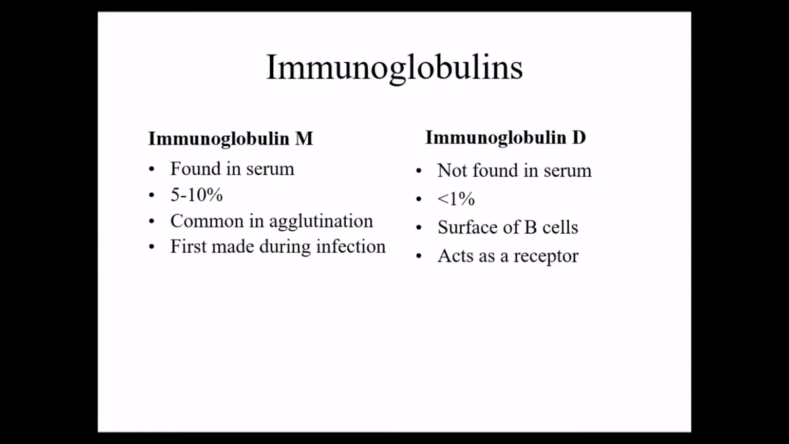IgD, immunoglobulin D, is not directly found in the serum, only because it's not free floating, right? It's not freely passing through the blood serum or the plasma. Instead, it's found directly attached to the surface of the B cells, on the cell membrane of your B lymphocytes. That way it can act as a receptor. So it binds to antigens to activate B cells and then to activate other immune cells. Only less than 1%, so it's not as common as the other antibodies.